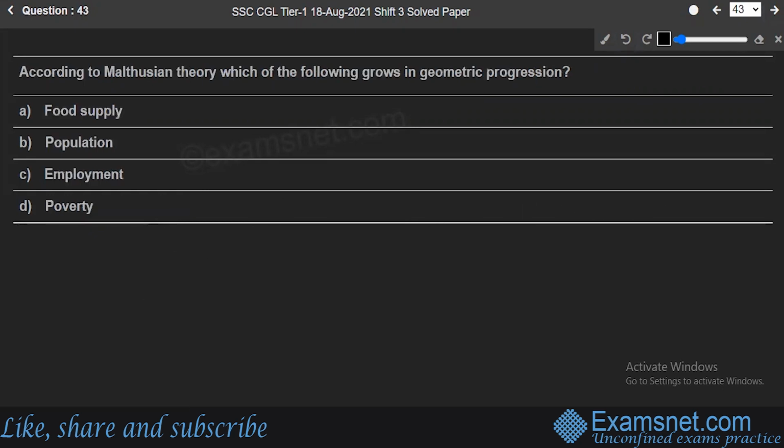Next, question number 43. According to Malthusian theory, which of the following grows in geometric progression? Food supply, population, employment, or poverty? Well, according to Thomas Malthus, population grows in geometric progression, that is GP. This theory says there is exponential population growth and arithmetic food supply growth. According to this theory, population will grow more quickly than the food supply, which will result in a food shortage. So, option B is our answer.